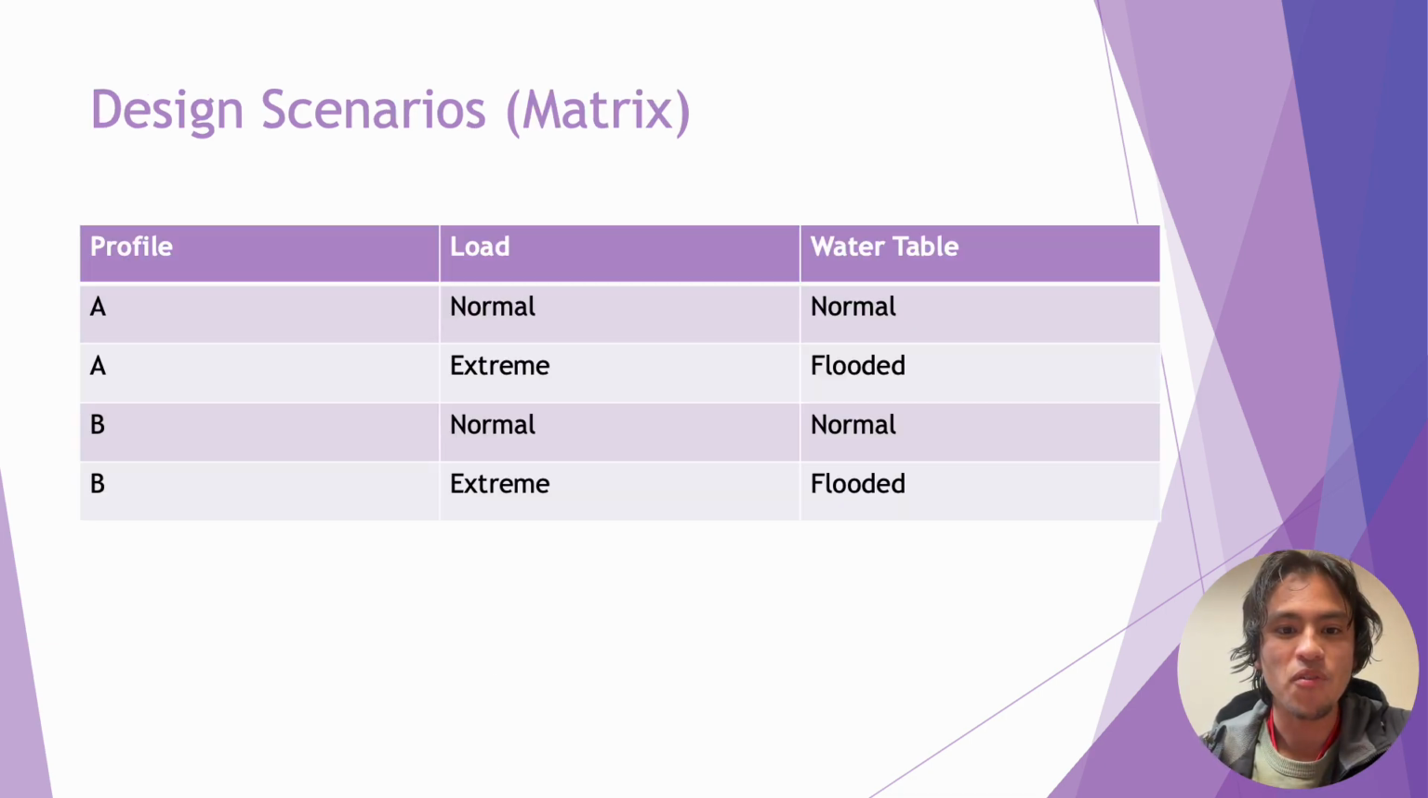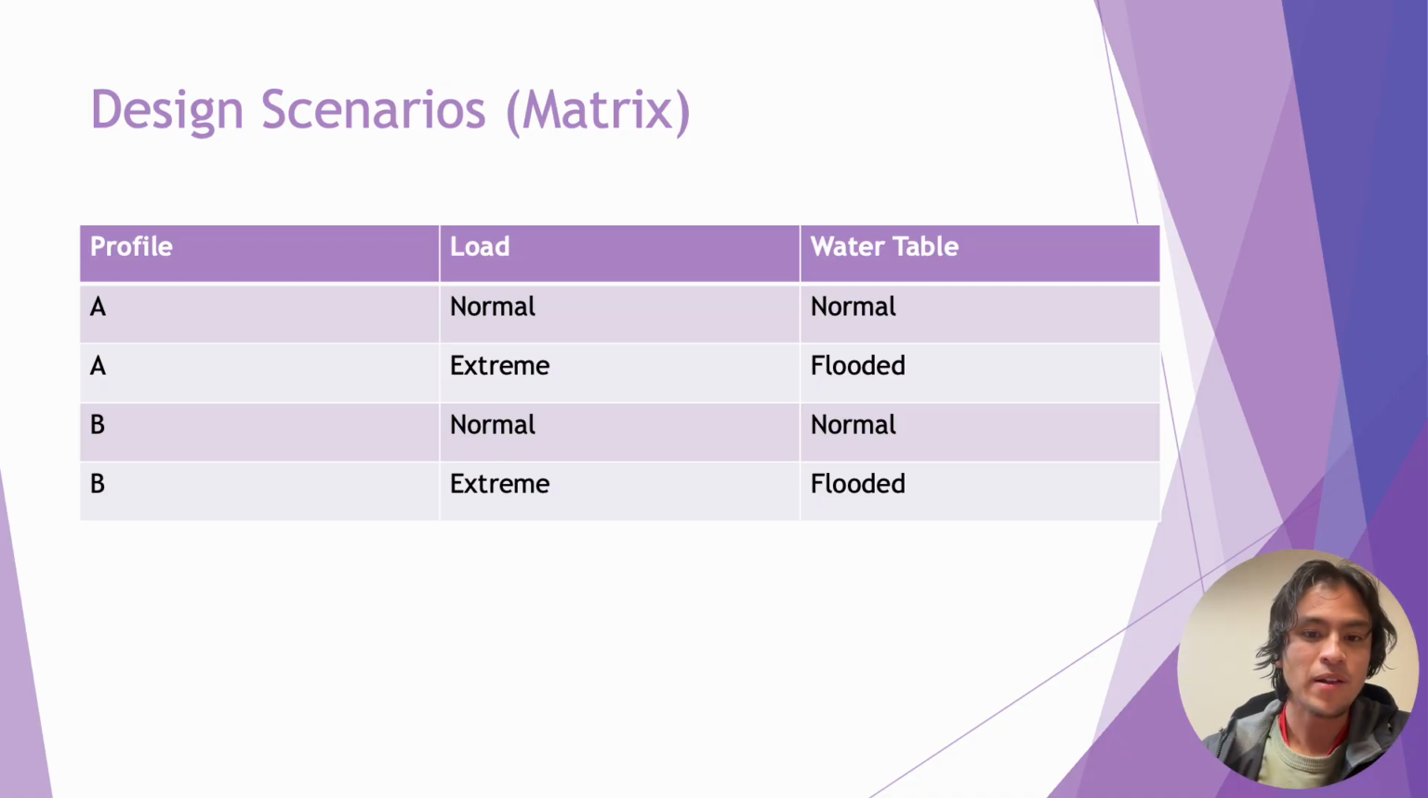For each subsurface profile, we did 2 tests for 2 different loadings, one for normal load and one for extreme load. At the normal load, we did a normal water table, and at the extreme load, we did a flooded water table. Of course, we repeated the same thing for subsurface profile B: again, normal load and extreme load with a normal water table and a flooded water table.